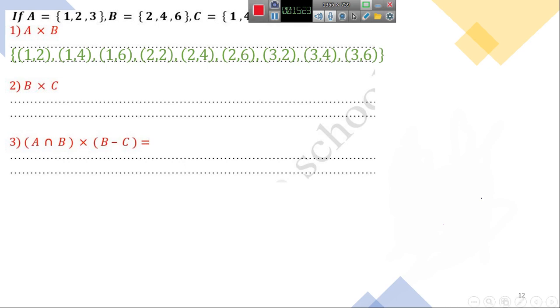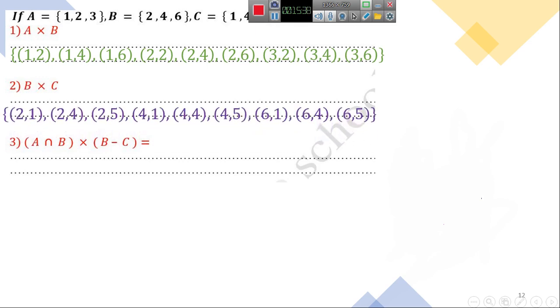Using the same way, we will solve B cross C. Try to solve it by yourself, please. You can pause the video and try to find B cross C. Okay, then the answer of B cross C is also 9 elements. Let's find A intersection B.